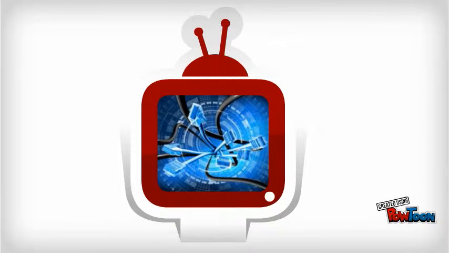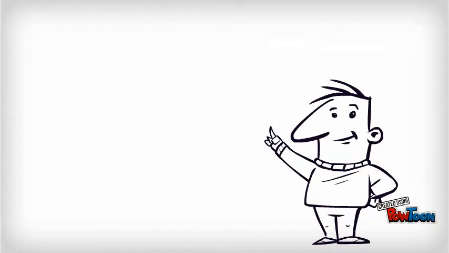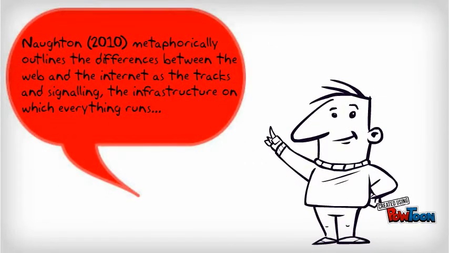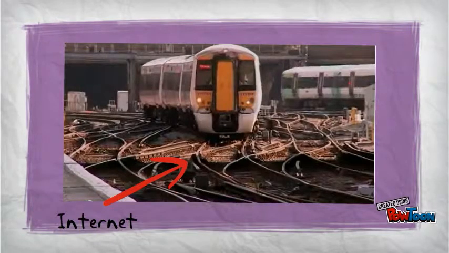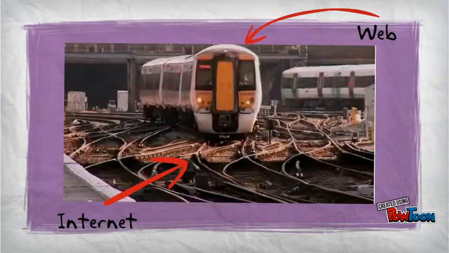computer to the internet. Norton metaphorically outlines the differences between the web and the internet as the tracks and signalling, the infrastructure on which everything runs. In a railway network, different kinds of traffic run on the same infrastructure. On the internet, web pages are only one of the many kinds of traffic that run on its virtual tracks.